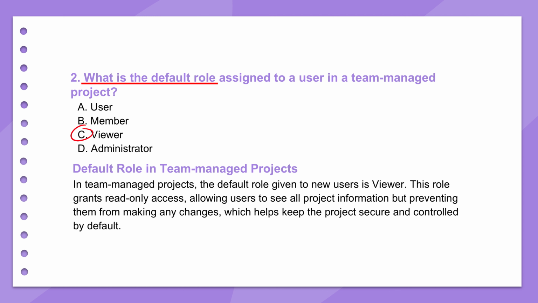Exactly. It means someone, usually the project admin for that specific project, needs to actively grant them a higher role, like Member or Administrator, if they need to contribute or change things. It impacts access control right from the start. Good to know. Prevents accidental edits, I suppose.